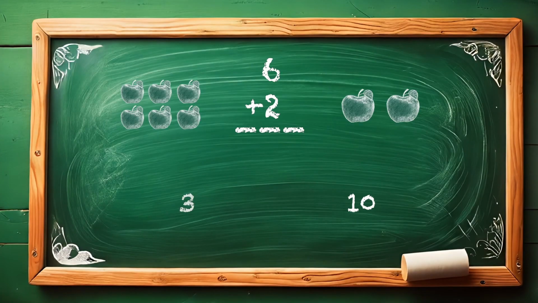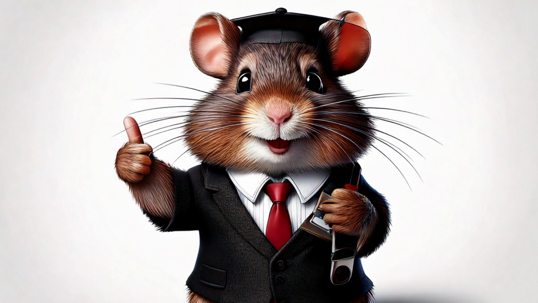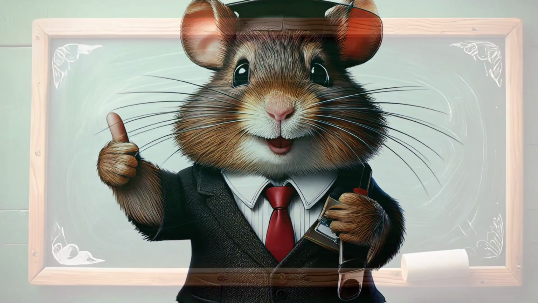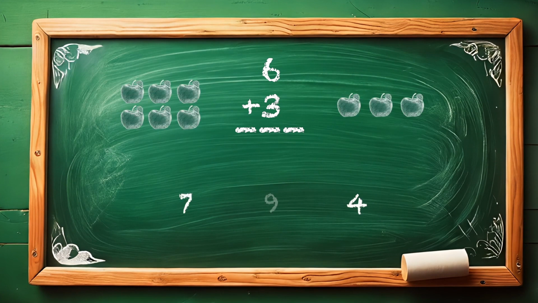If you have 6 apples plus 2 apples, you have 3 apples, 8 apples, or 10 apples in total. 6 plus 2 equals 8. If you have 6 apples plus 3 apples, you have 7 apples, 9 apples, or 4 apples in total. 6 plus 3 equals 9.